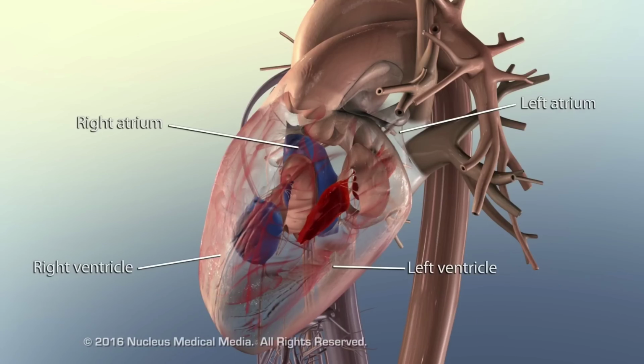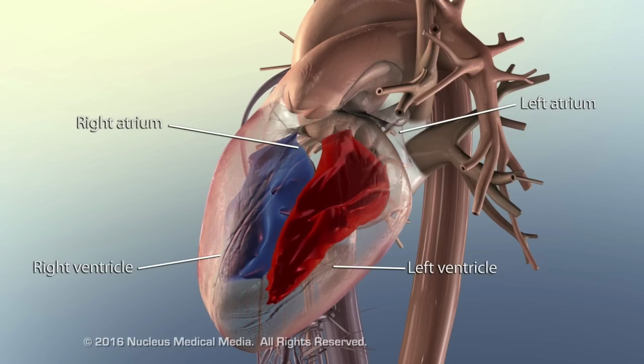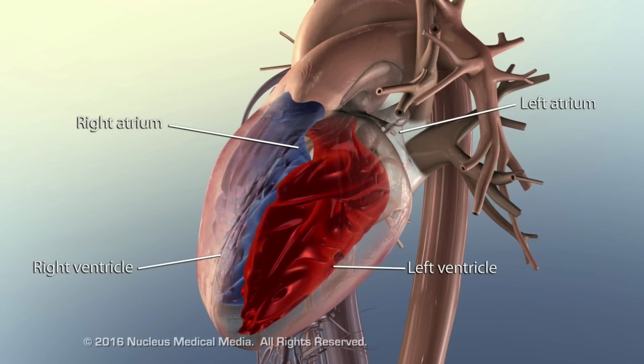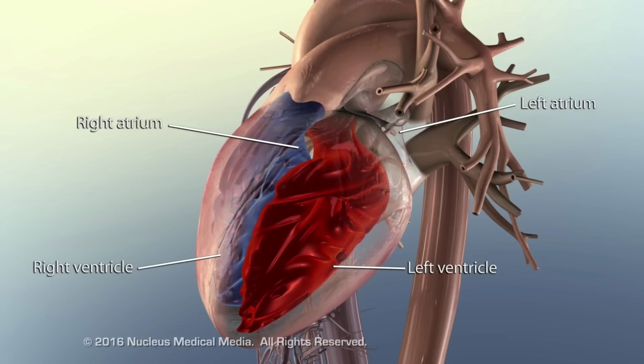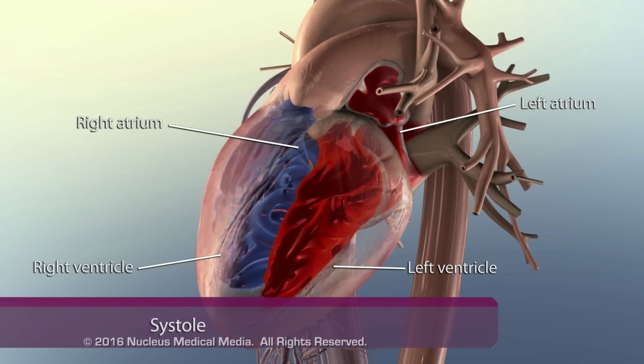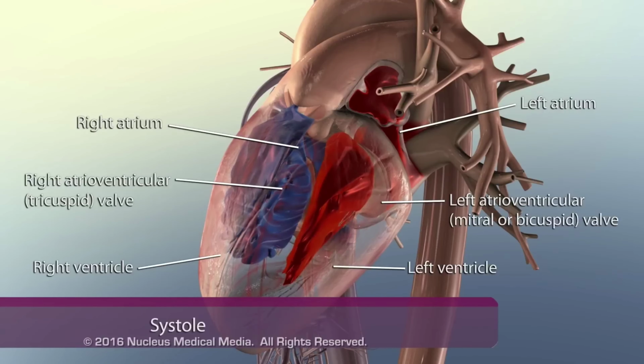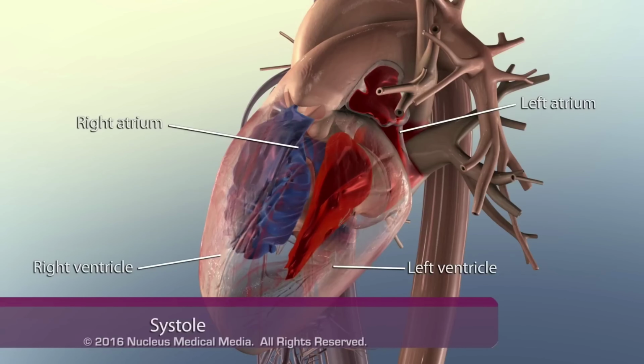During atrial systole, the atria contract and force any remaining atrial blood into the ventricles. The ventricles are still in diastole, allowing them to expand and completely fill with blood. During ventricular systole, the ventricles contract. The atrioventricular valves close, preventing backflow or regurgitation of blood into the atria.